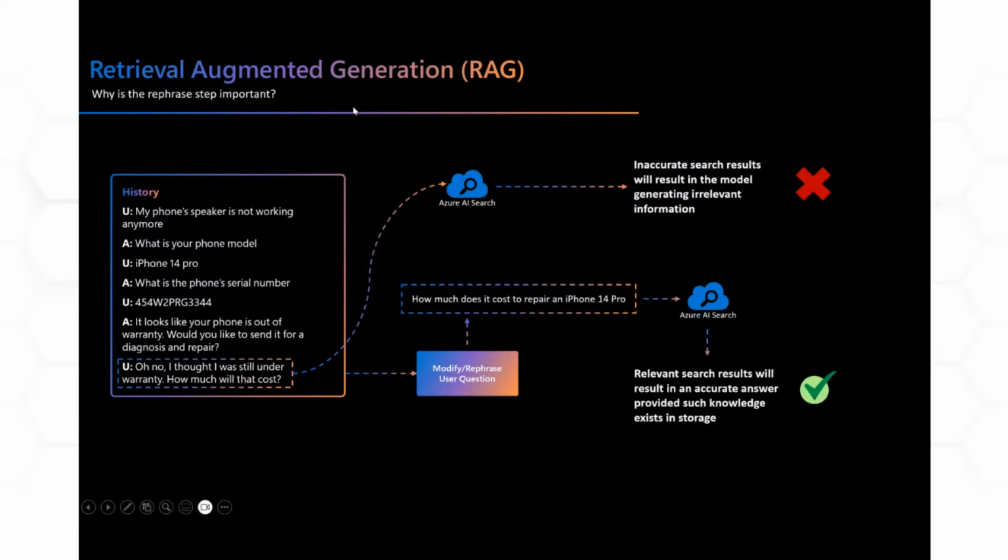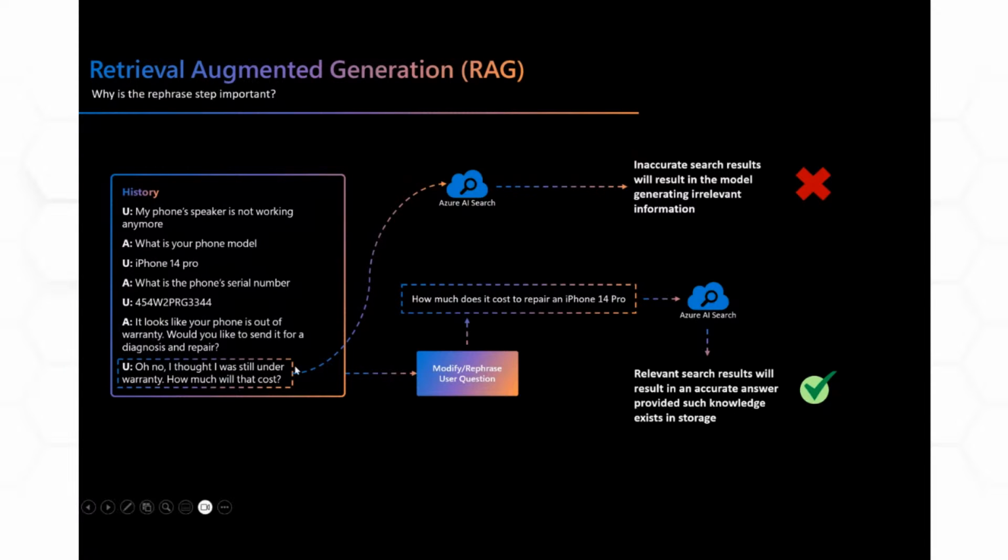But why is it even important to rephrase the question? Well, think of an example where you have a history of a conversation. User comes in and says, my phone speaker is not working anymore. Agent says, what is your phone model? iPhone 14 Pro. What is the phone serial number? The user gives the serial number. And then the agent says, it looks like your phone is out of warranty. Would you like to send it for a diagnosis and repair? User says, oh no, I thought it was still under warranty. How much will that cost?